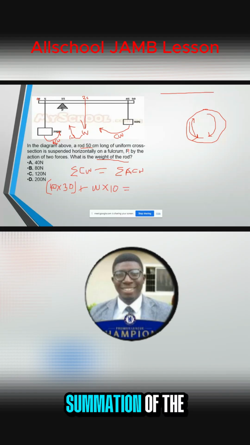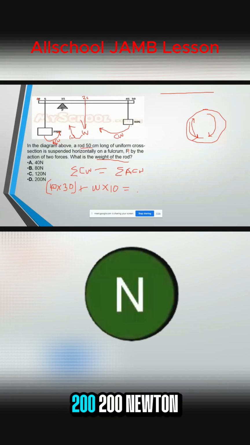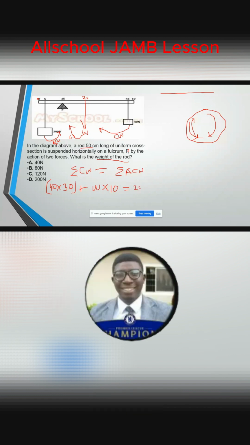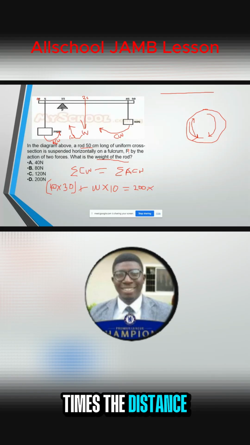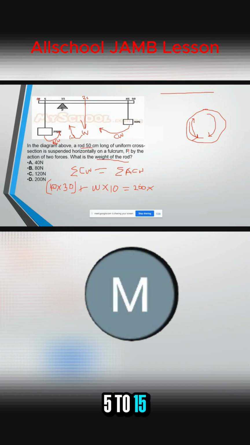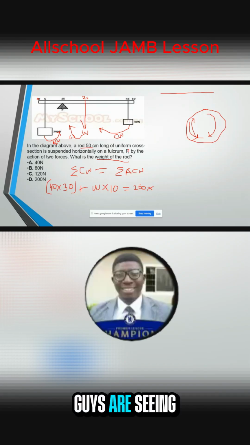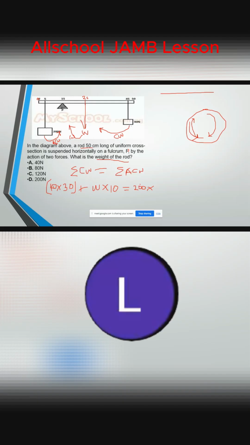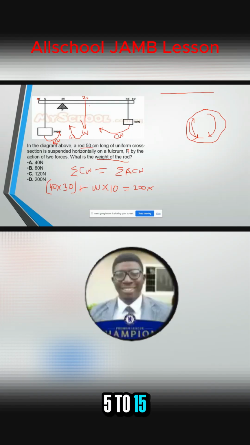This is equal to the summation of the anti-clockwise. You have only one anti-clockwise. What is the force for the anti-clockwise? 200 Newton, times the distance. The distance is from where to where? It's acting at 5. From 5 to 15, which is how many? 10 again.